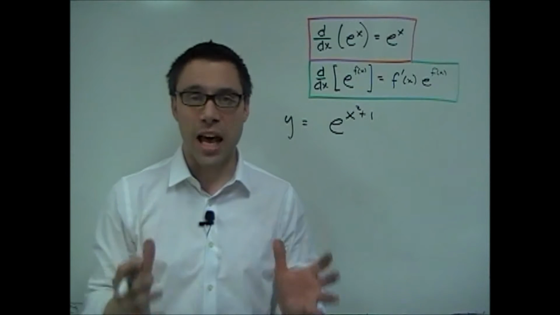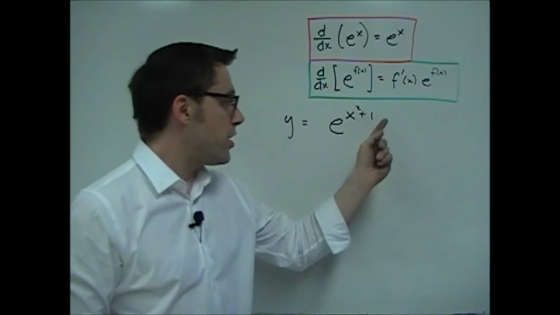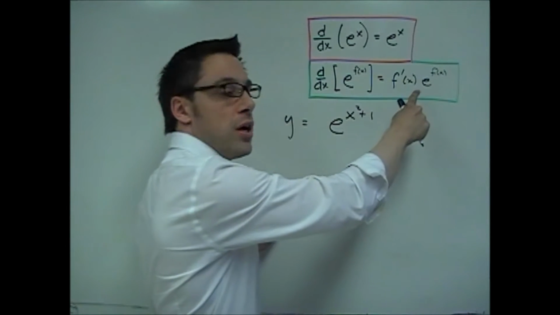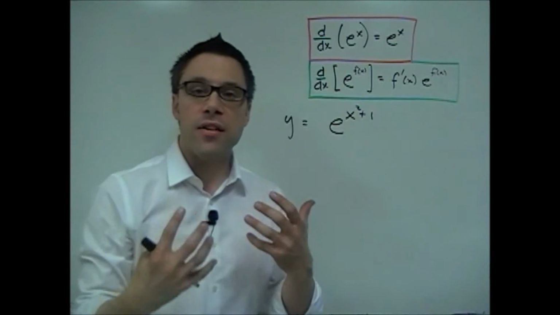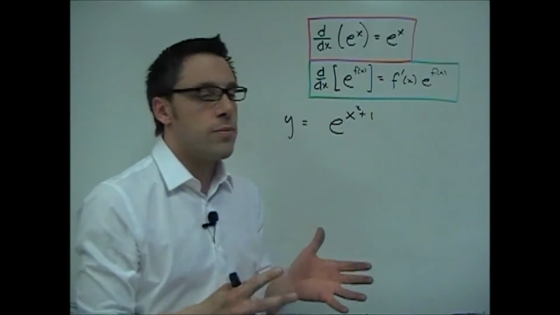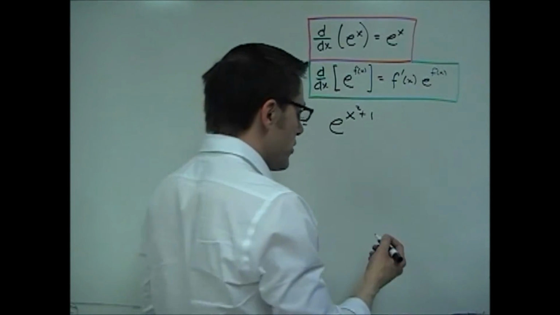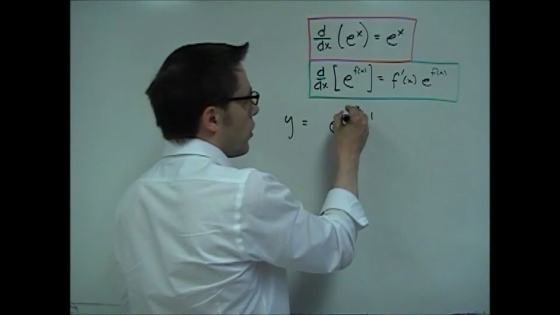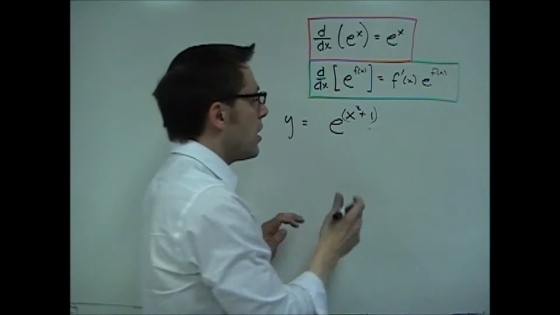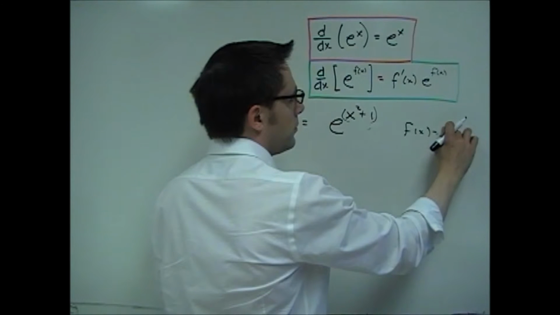Okay, so here's an example. That is, y is defined as e to the x squared plus 1. Here's my function. Okay? Notice that I've written my generic rule up here. And all I've got to do is identify the inside part and the outside part. Well, the outside part's easy. The inside part's what we really have to identify. So in other words, what is f of x? Well, in this case, notice that this is e raised to the polynomial here, x squared plus 1. So that means that in this case, my f of x is x squared plus 1.